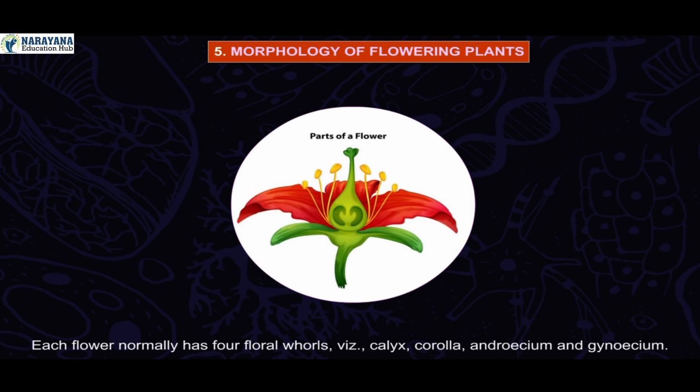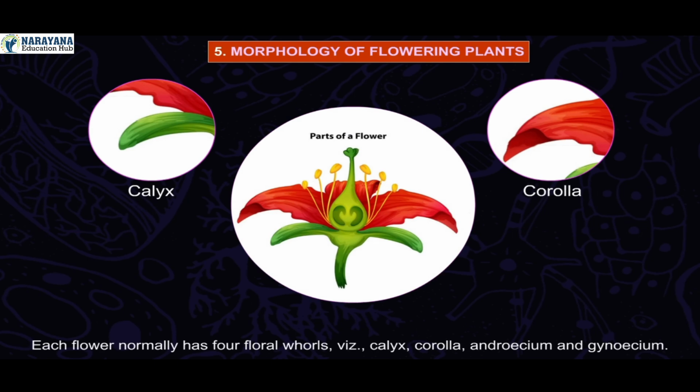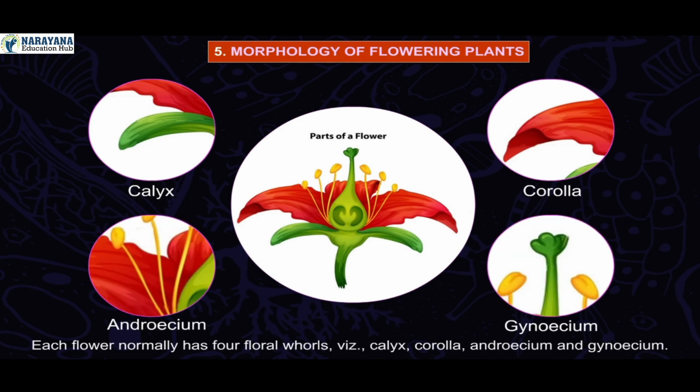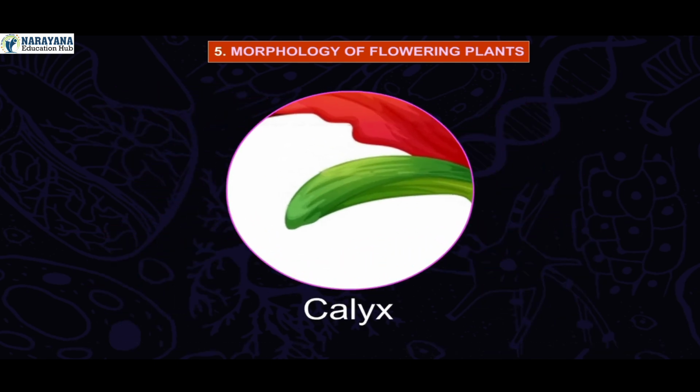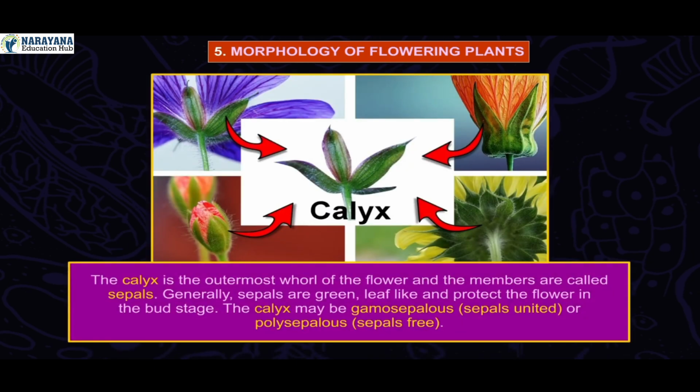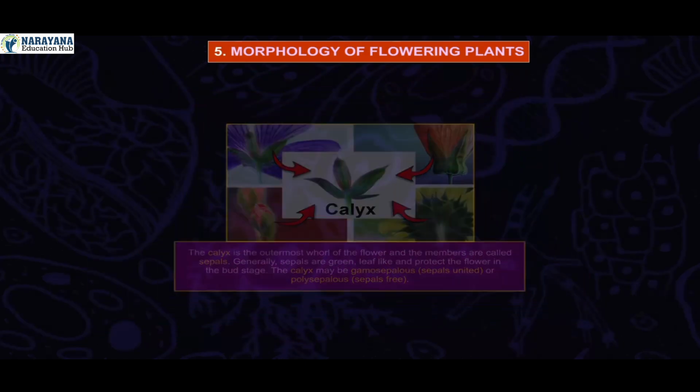Each flower normally has 4 floral whorls, namely calyx, corolla, androecium, and gynoecium. Calyx. The calyx is the outermost whorl of the flower, and the members are called sepals. Generally, sepals are green, leaf-like, and protect the flower in the bud stage. The calyx may be gamosepalous, that means sepals united, or polysepalous, that means sepals free.